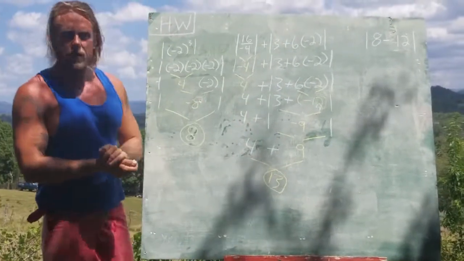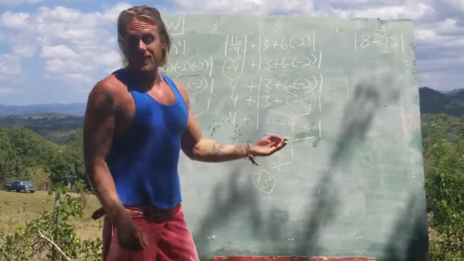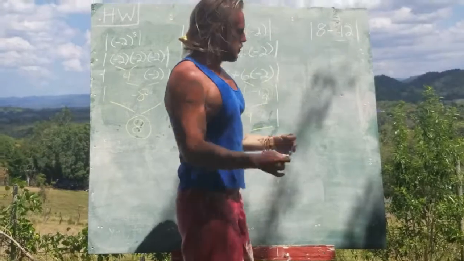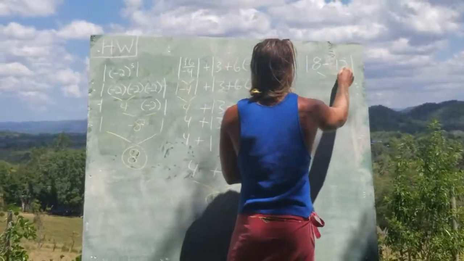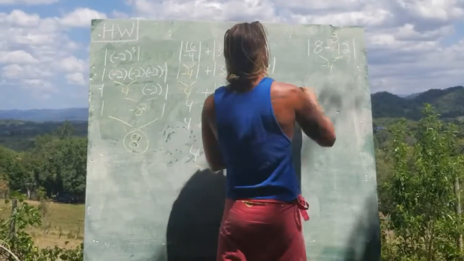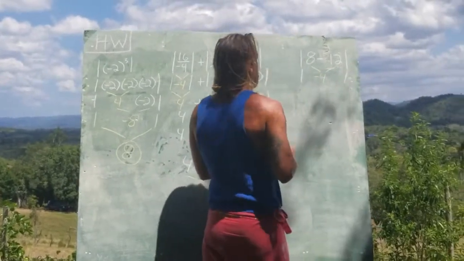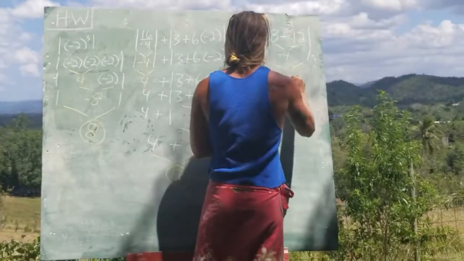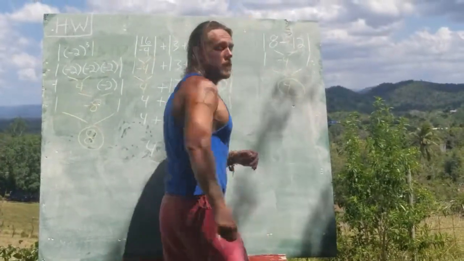All right, very good. This one is relatively simple, at least compared to this last one. We have the absolute value of 8 minus 12. We'll evaluate 8 minus 12 first. That is a negative 4. The absolute value of a negative 4 is a positive 4. Very good.